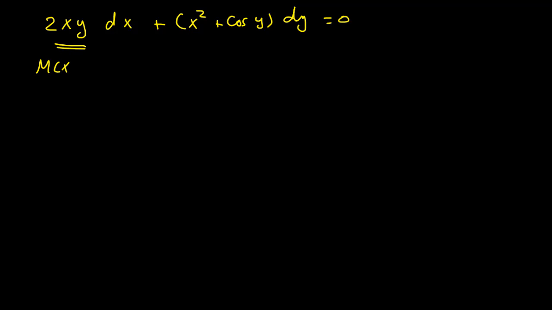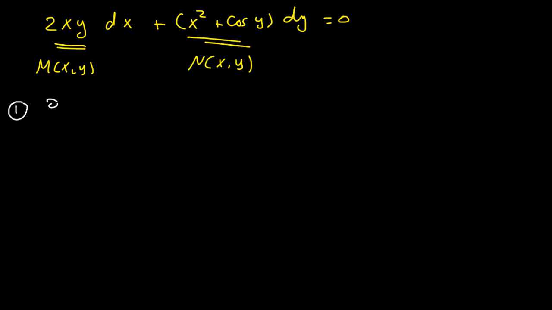Let's say that we have a differential equation of this form: 2xy dx plus (x squared plus cosine y) dy equal to 0. When you compare this to the standard form that we have discussed before, this here will be our function M of x and y, and this one here will be our function N of x and y. So the first step is to check for exactness.